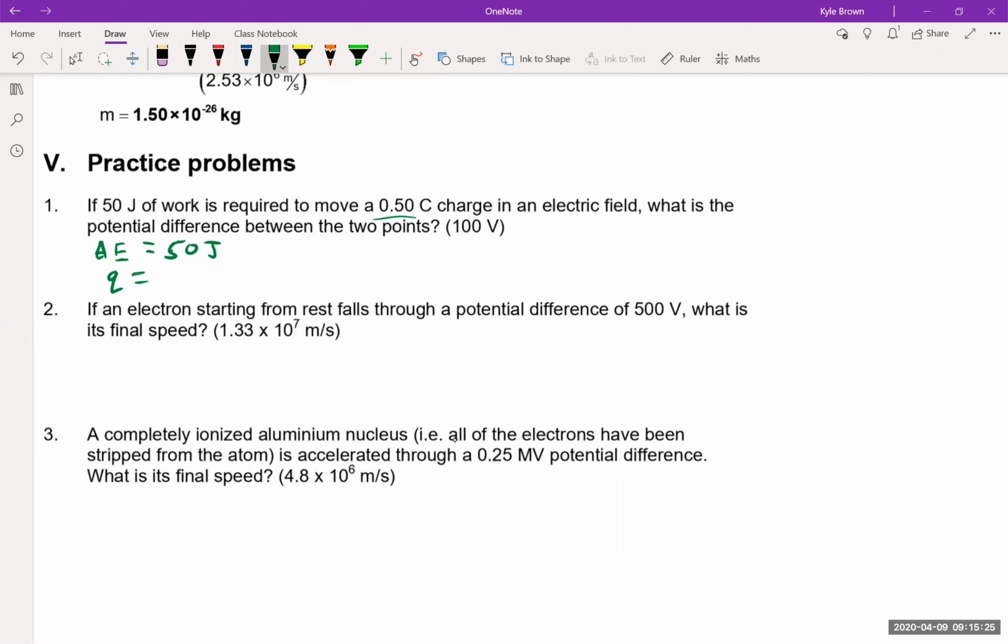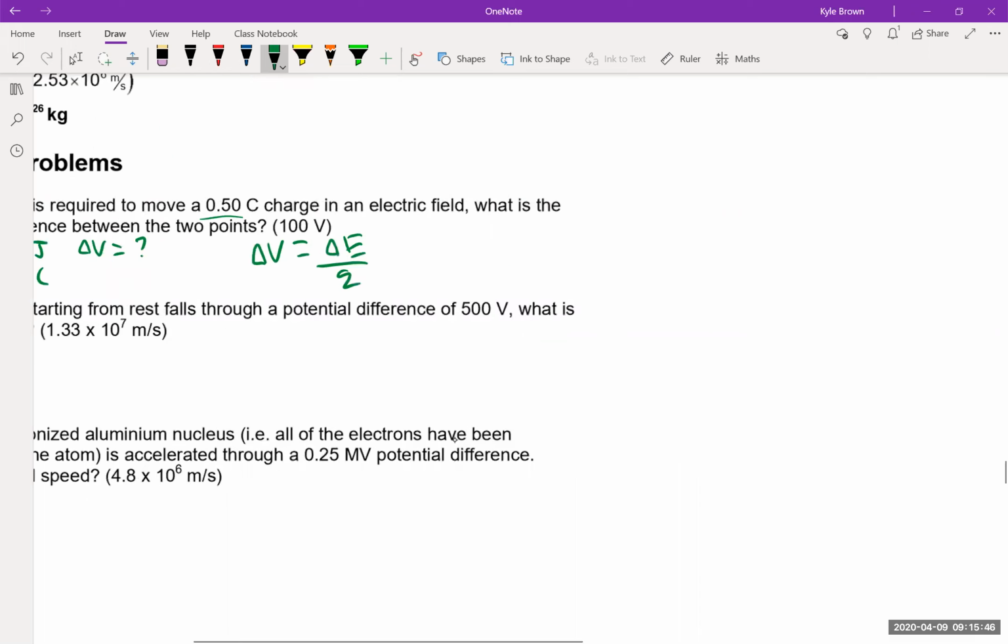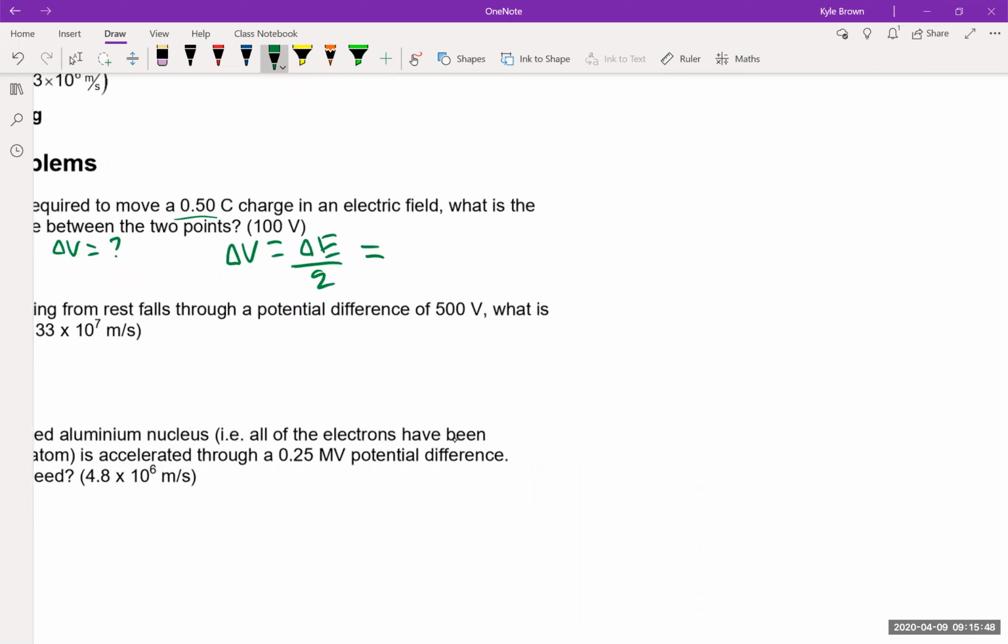Charge is equal to 0.5 coulombs, and we're looking for voltage. It really should be change in voltage, right? That's the only one that really matters. So this is just straight up putting in the formula. Your change in voltage is equal to change in energy over charge. My change in energy was 50 joules, and my charge was 0.5 coulombs. So that's all going to be equal to a change in voltage of 100 volts.